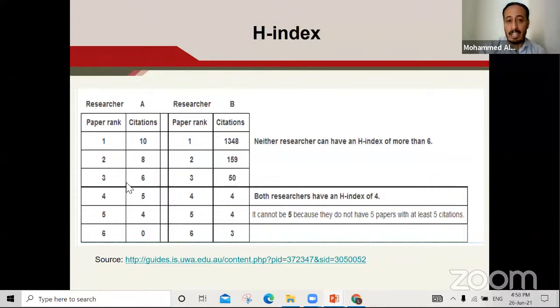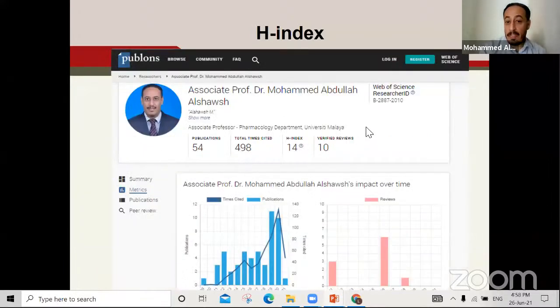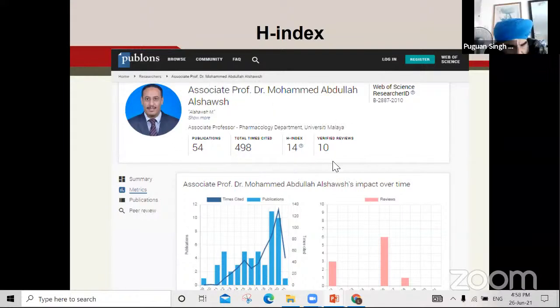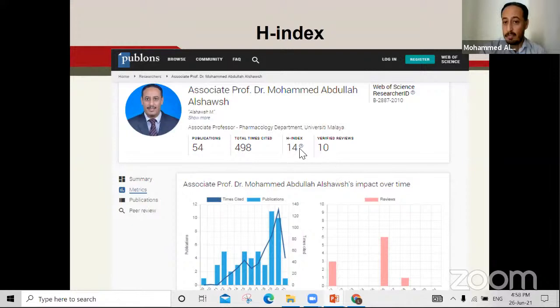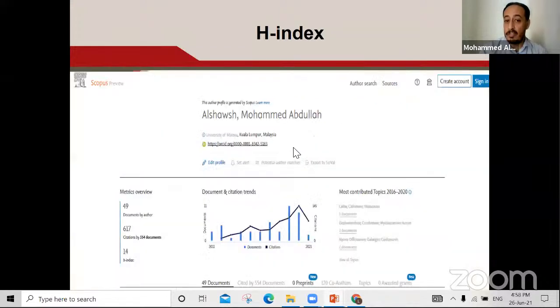But many websites actually use this tool, the H index. So for Web of Science, this is my H index, it's 14. Scopus also uses the same H index. Here you can see my H index at Scopus, it's 14. Sometimes it's not matching. Sometimes your H index here may be 15 and in Web of Science it's 14. Why? Because each database has different journals. Remember when I compared Scopus and Web of Science?